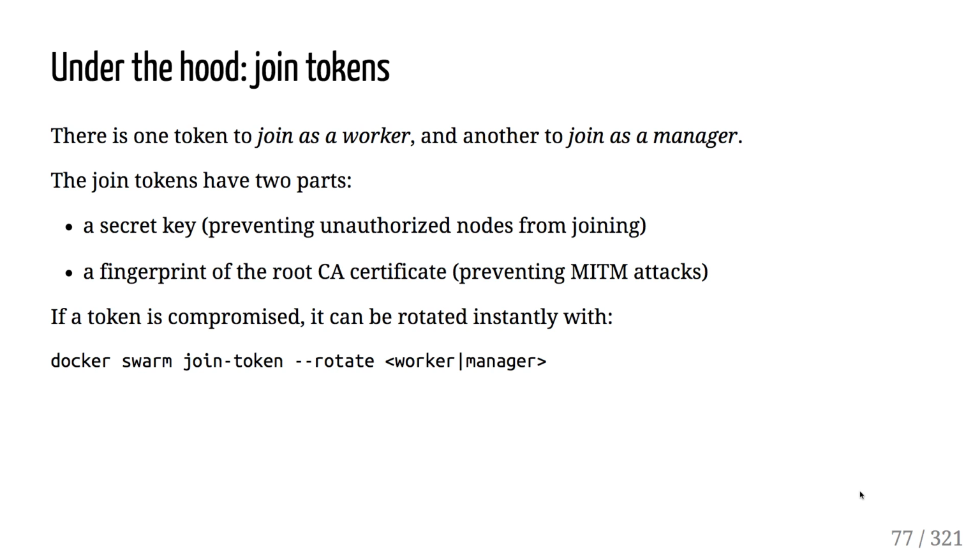Yes? Is that self-signed? Yeah, that CA, in that case, is self-signed. And there is a way to also integrate with external CAs if you want. If a token is compromised, there is a command to rotate tokens. So you run docker swarm join-token --rotate, and it just rotates everything, and you have nothing else to do.